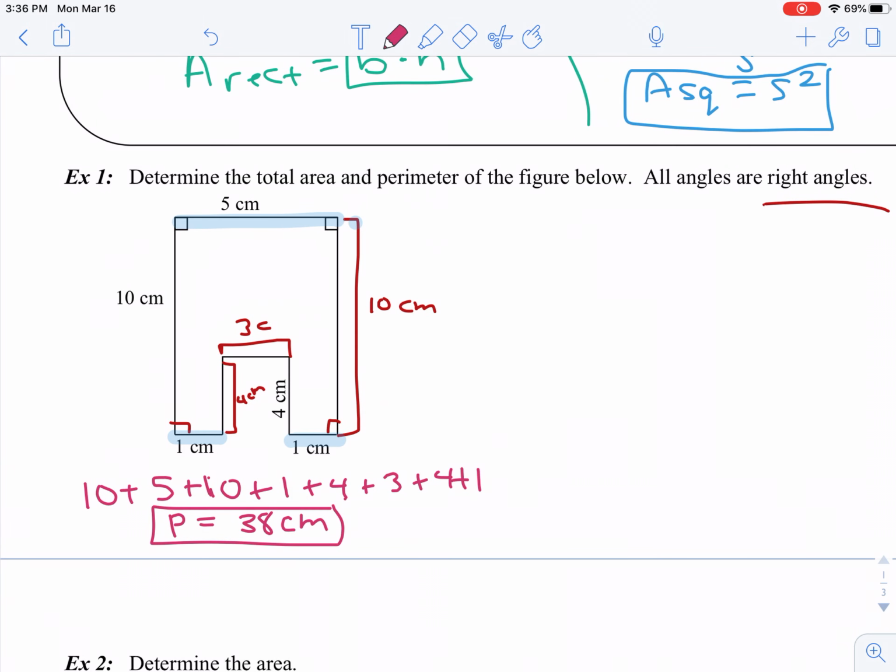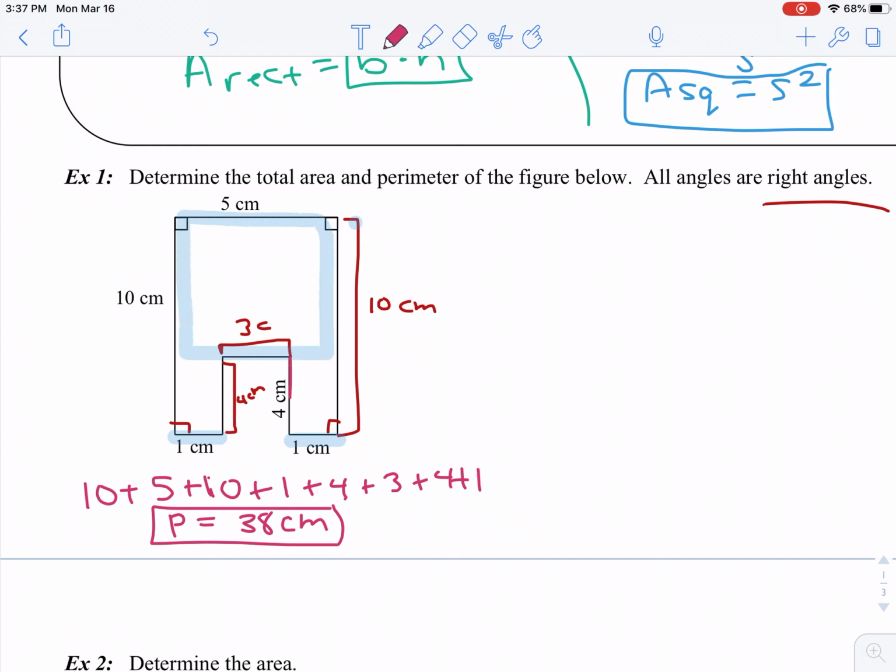Now, when I am considering area, I'm going to have to break this into a couple of different shapes, and there's a few different ways I could do it. I could either break it into this square and then 2 rectangles, or I could break it into 2 rectangles here and then this middle rectangle here. It's really whatever feels easiest to you.